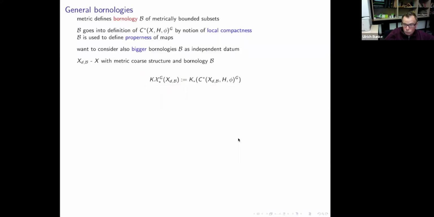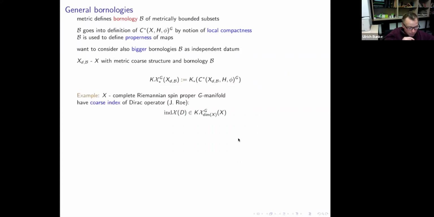Okay, so why do I want to do this? Why do I want to consider more general bornologies? Let me give just one example. If you have a complete Riemannian spin proper G-manifold, then we have a coarse index. Essentially this K-homology is designed to capture the index of Dirac operators. So we have a coarse index of a Dirac operator which lives in degree the dimension of X.